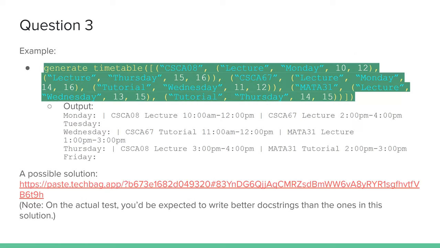Okay, so this is an example of someone's schedule. The list contains tuples that have information about the scheduled activities for CSCA08. So they have a tuple where they have a lecture on Monday from 10 to 12, and then a lecture on Thursday from 3 p.m. to 4 p.m.